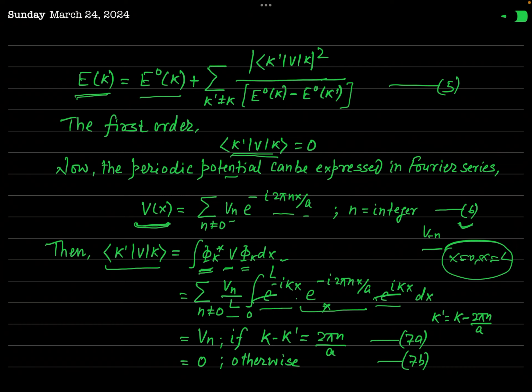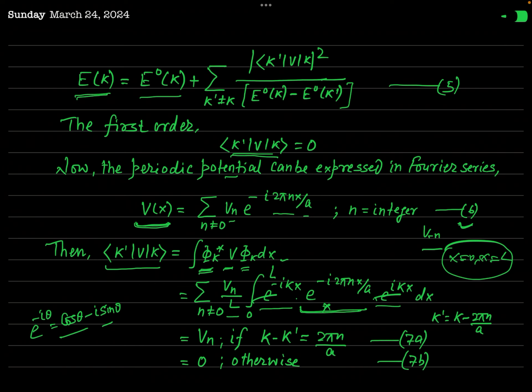And you can expand this by using the formula e to the power minus i theta, you know this is cos theta minus i sin theta. Using this formula, you can simplify this e to the power minus i 2 pi n x over a. And when you integrate it, I have not done that algebra here, you can do it. This is a very simple integration.